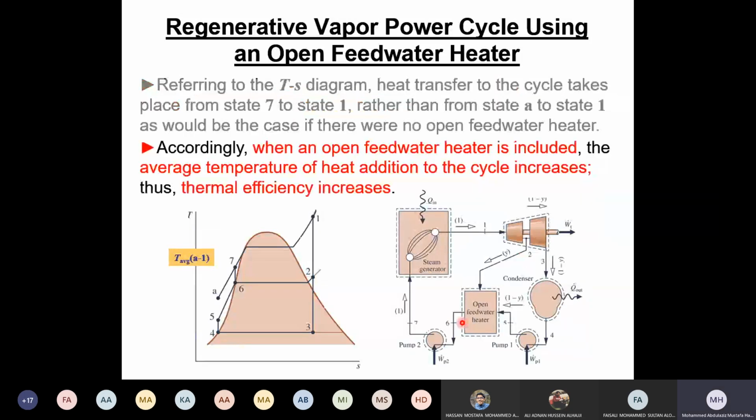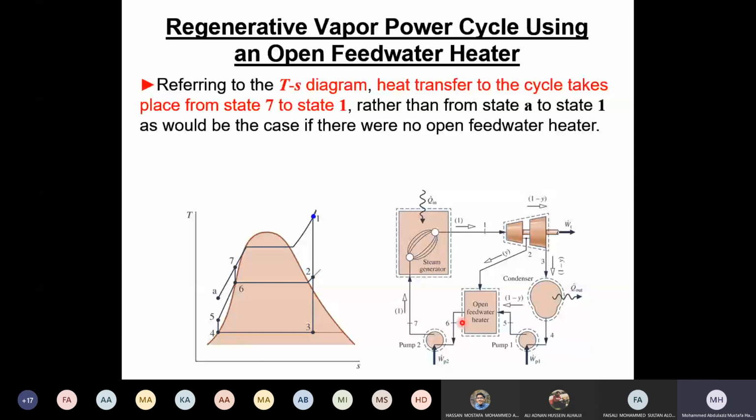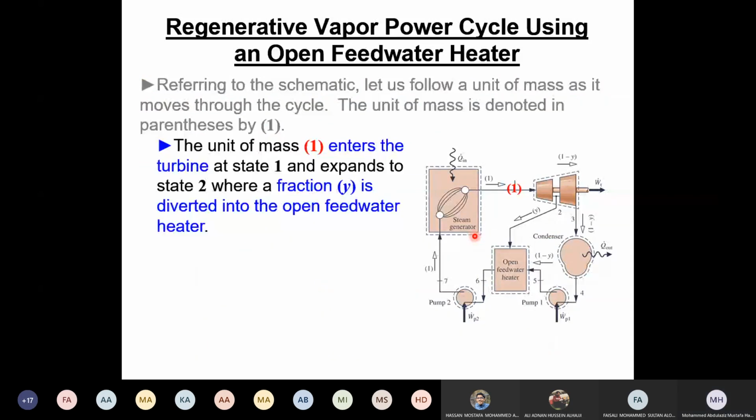Okay, now let me go slowly a little bit. So this is in the boiler, it goes from 7 to 1, as we mentioned. So this is the process from 7 to 1 on the TS diagram. Then it enters the turbine, and then we take y out of that. So this is the process outcome.